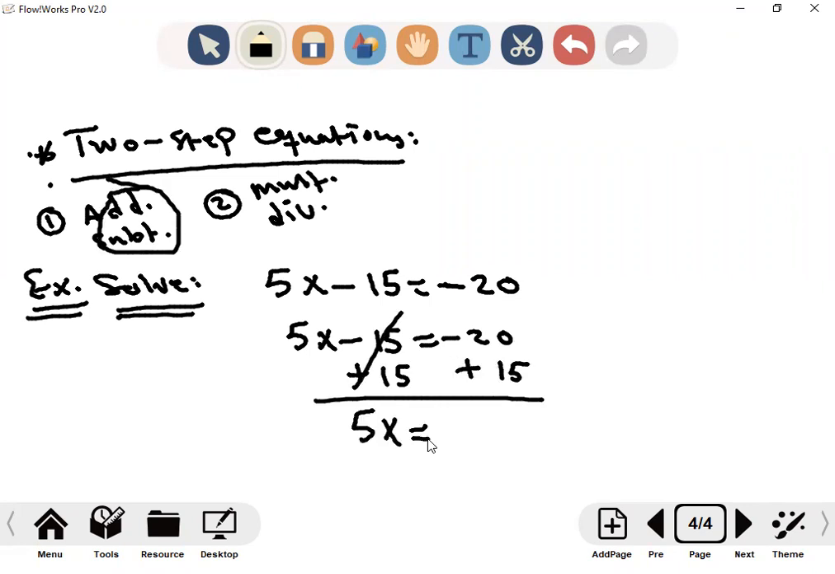Negative 20 plus 15, how much? Negative 5. Subtract, and put the bigger sign. Now we have 5x equals negative 5.